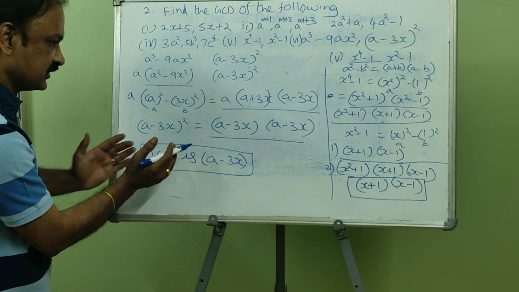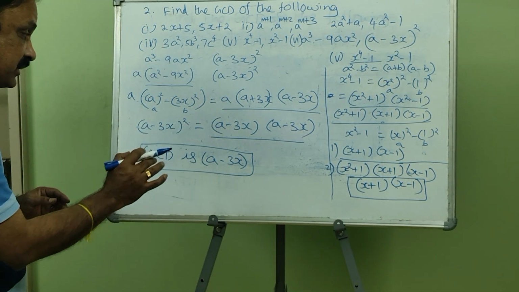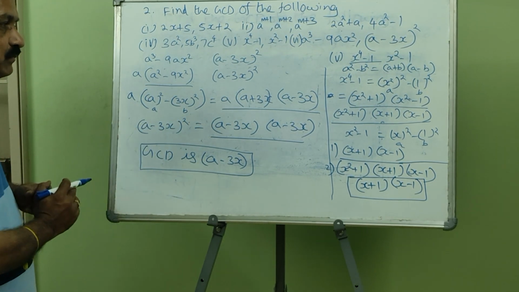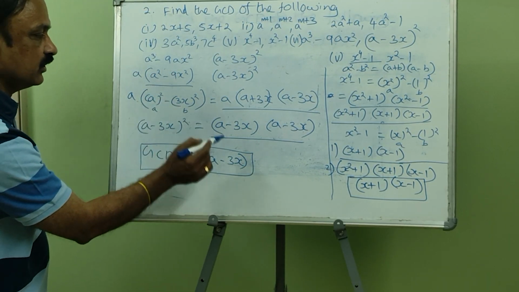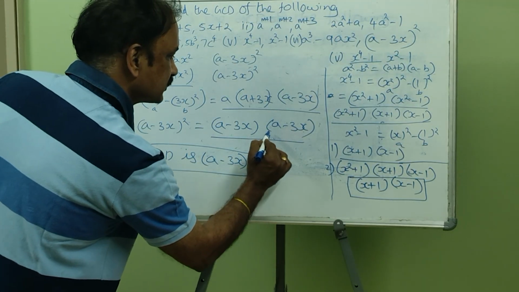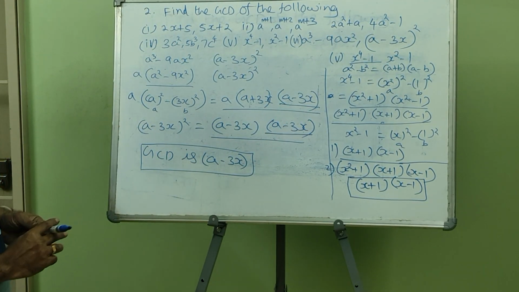And a minus 3x is just a product of these two. So you don't have to split it as a minus b whole square. Don't do that. You just keep it as such, and then the GCD will automatically appear. So this is the GCD between these two terms. Hope this is very clear.